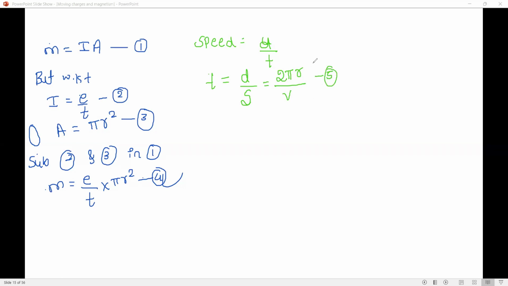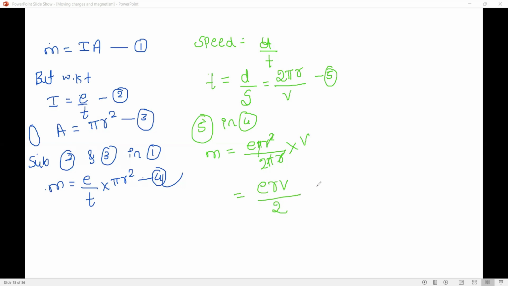So substituting equation 5 in equation 4 now. Just simple substitutions, a very simple derivation. Substituting 5 in 4, what do we get? The magnetic moment is equal to e pi r square upon T. T is 2 pi r divided by v, so divided by v becomes its reciprocal. Now r cancels, pi cancels, and what remains is e r v upon 2. Okay, so for this equation, multiply and divide by m_e. For the above equation, this is the magnetic moment. Make it equation 6.